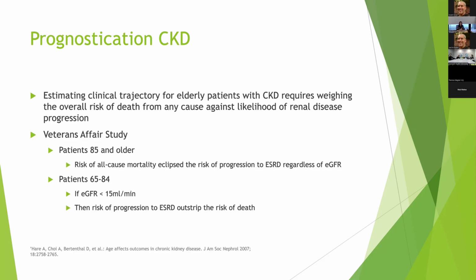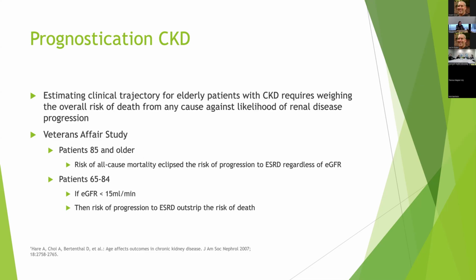Estimating trajectory for elderly patients with chronic kidney disease requires weighing the overall risk of death from any cause against the likelihood of renal disease progression. A pretty big study done with the VA in patients 85 and older, which is an impressive group: the risk of all-cause mortality eclipsed the risk of progression to end-stage renal disease, regardless of their GFR. So that just proves the point that the progression of kidney disease is going to be slow regardless of how old you are in those older years.